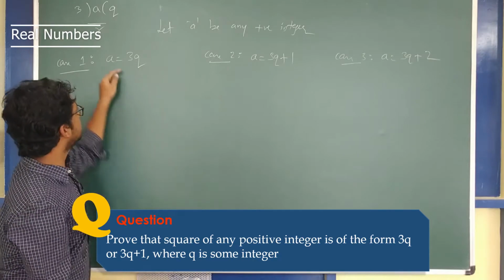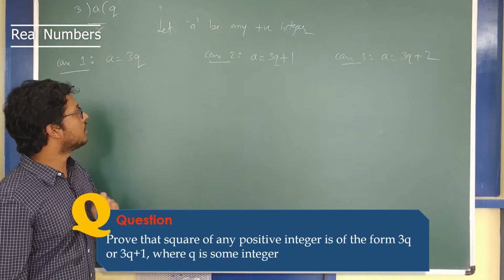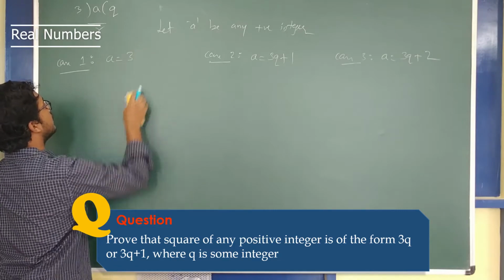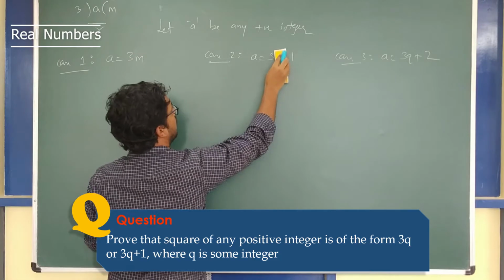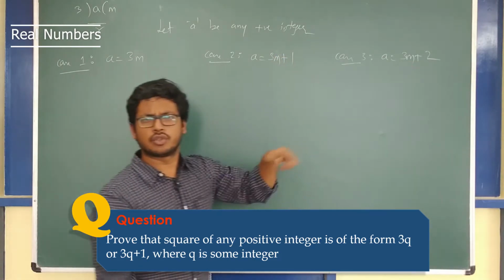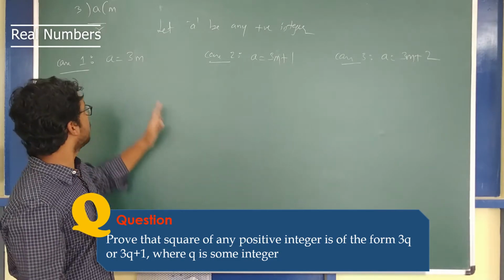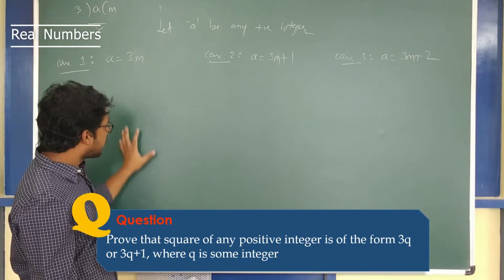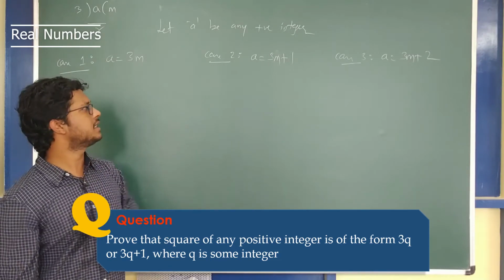So in all the cases, when I square this, we want to get the form 3q or 3q plus 1. Since q is already used in the question, I'll just write this as 3m. Here the quotient is m, so it will be 3m, 3m plus 1 or 3m plus 2. So what we need to prove is that when I square all the 3, the final result should be in the form 3q or 3q plus 1. Let's see if we get this or not.